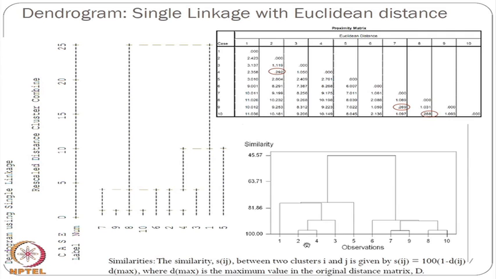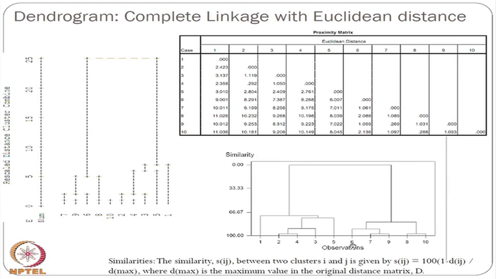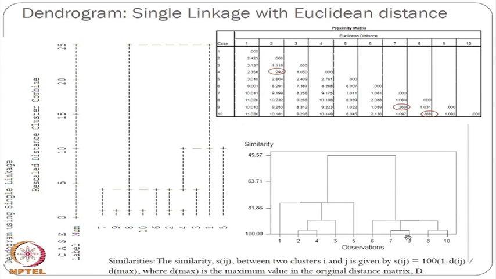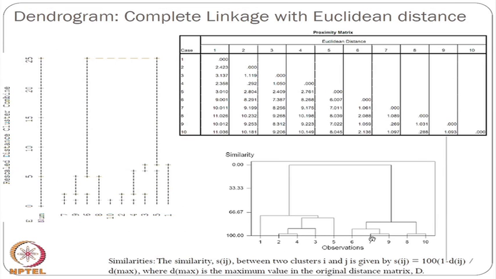After 2 4 is joined, 2 4 3 joined, but here after 2 4 is joined, 2 4 3 joined, then 5 joined, but here 1 joined, that is the difference. 2 4 3 joined, then 1, then 5. If I go like this, then 2 4 3 fine, but 5 joined next, then 1. You see, this is the joining.